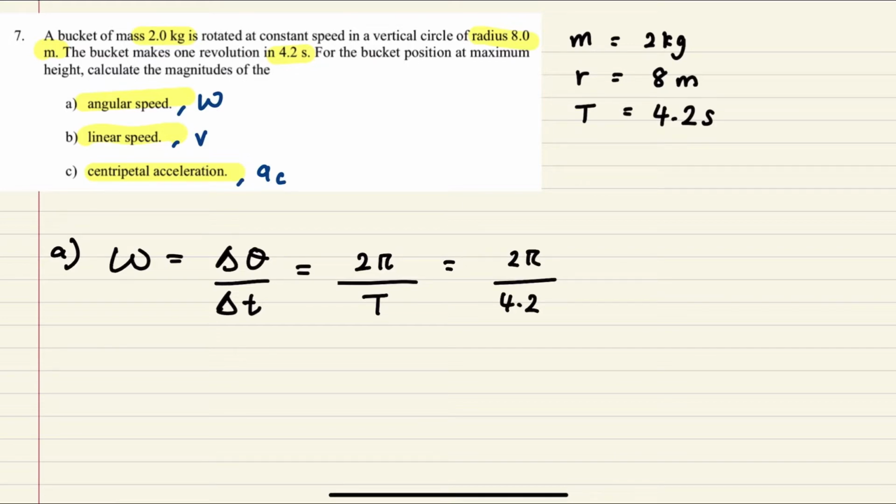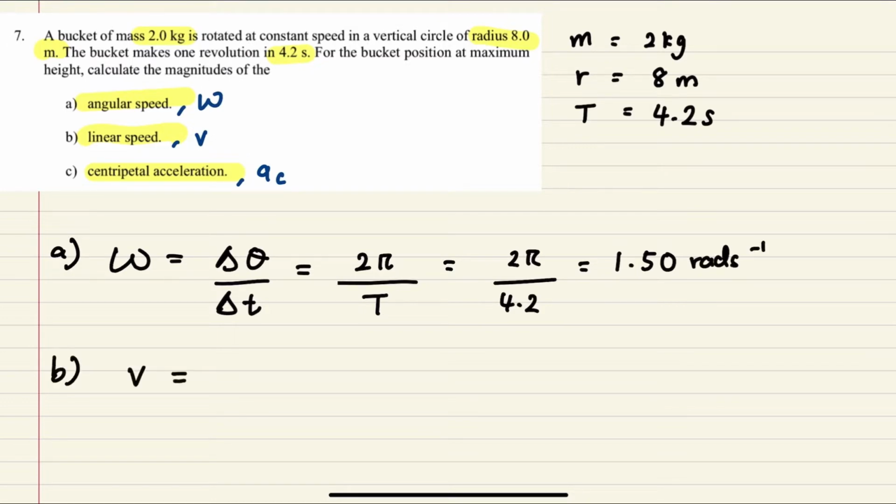You should get 1.496. Okay, if you round it off to 2 decimal points, you should write it as 1.50 radian per second. Okay, question B, they want to find linear speed.